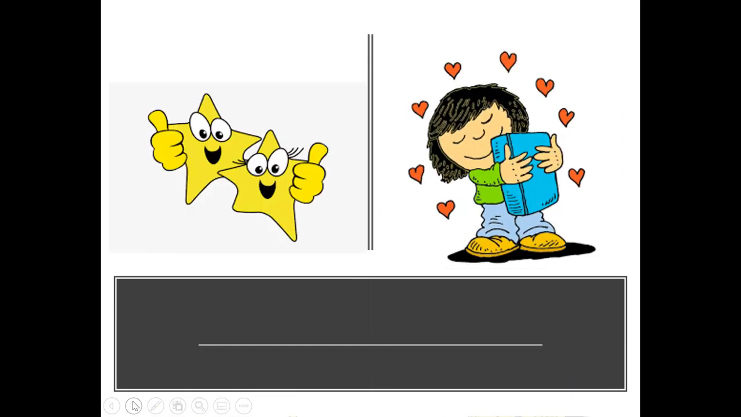Next group of pictures, what do you notice or see? I notice or I see. Well, I notice in the first picture, they have two thumbs up, so they must really like something. And in the second picture, the girl is hugging a book, so she must really love or like the book. So how are these pictures the same or similar? They both?